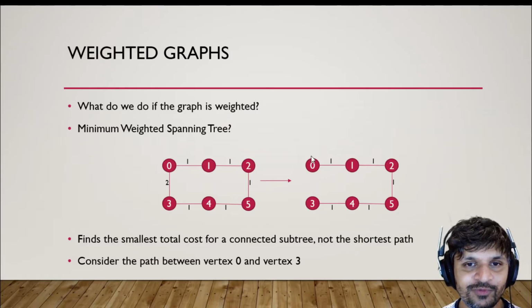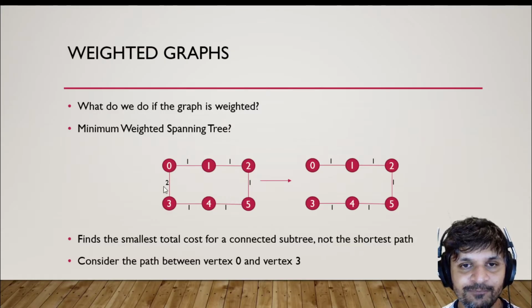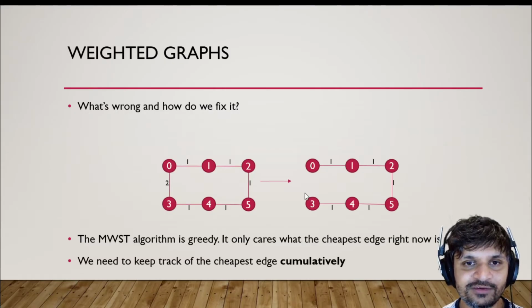But what's the shortest path from vertex 0 to vertex 3? Should it actually cost 1, 2, 3, 4, 5? No, it should just be the edge 0, 3, right? Because that would only cost us 2. Okay, so the problem with this is that the minimum weighted spanning tree algorithm is greedy. It just keeps seeing this edge that costs 1 and it's like, oh, that's awesome, I'm taking it, right? It doesn't care about the consequences in the future.